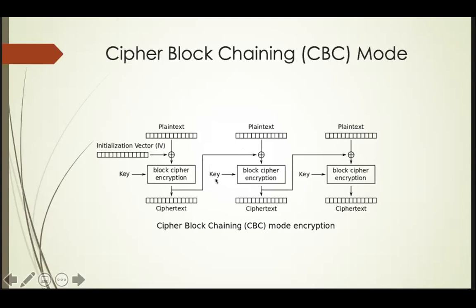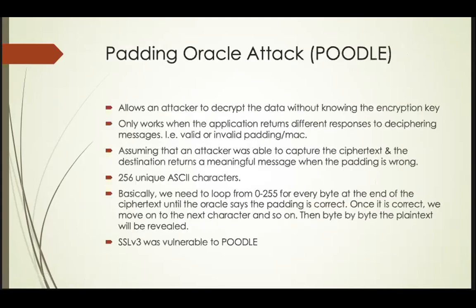Now, if you have, let's say, the first block at 128 bits and the second block only 28 bits, you're going to have 100 bits worth of padding, obviously, right? Now, this is an important thing to know. I'm going to tell you why in a minute, okay? Now, there's something called a padding oracle attack, okay? Which basically allows an attacker to decrypt the data without knowing the encryption key.